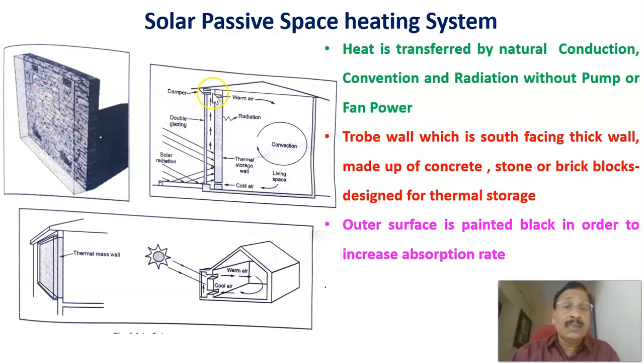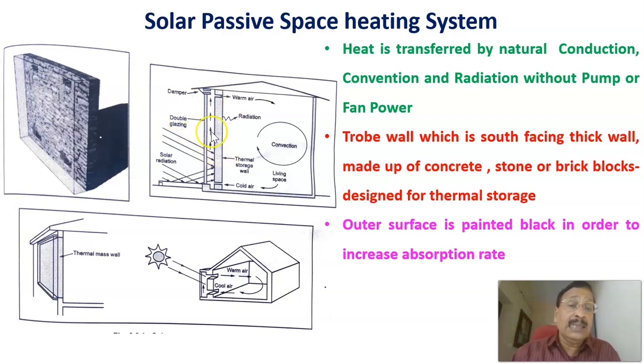This wall is designed facing the south, a thick wall made up of concrete, stone and brick blocks, designed for thermal storage. The outer surface is painted black in order to increase the absorption rate. Therefore, solar radiation is falling on this one.